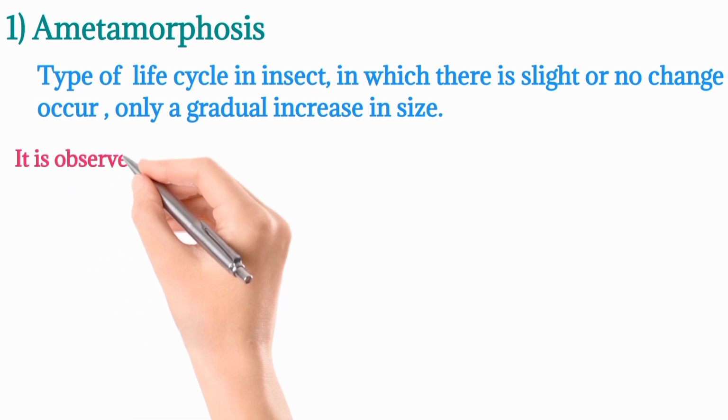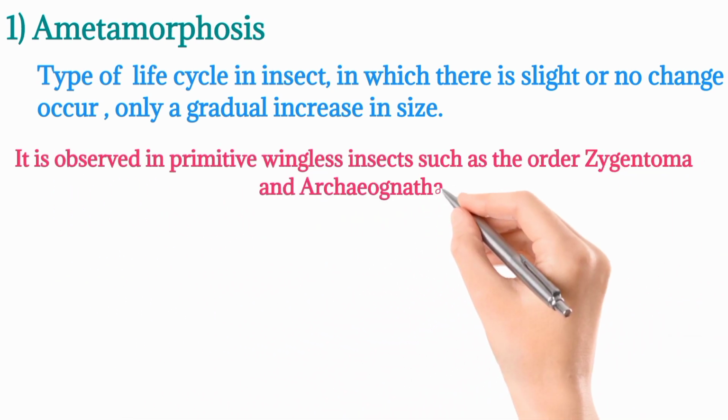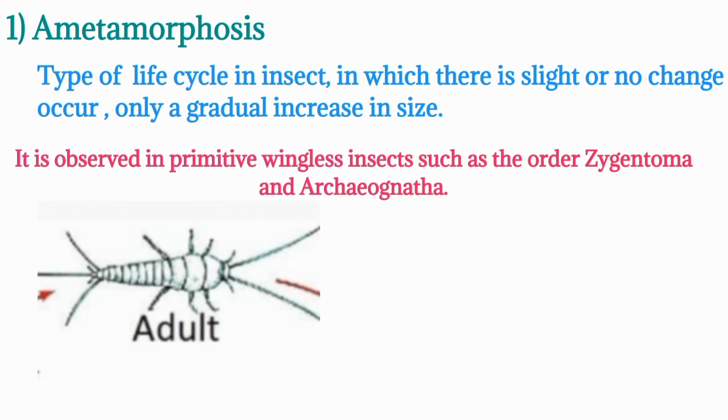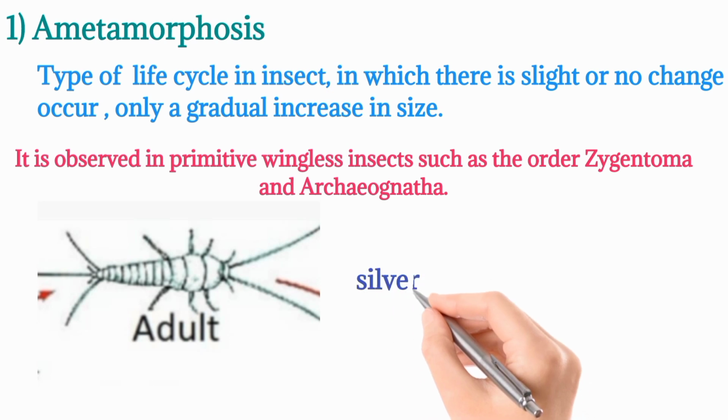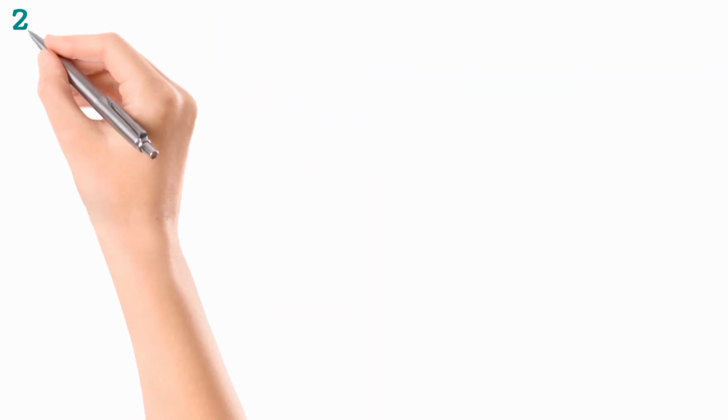This metamorphosis is observed in primitive wingless insects. The best example of ametamorphosis is the silverfish. Their adult and young one are totally similar to each other, but there is a gradual increase in size. There is no other difference.